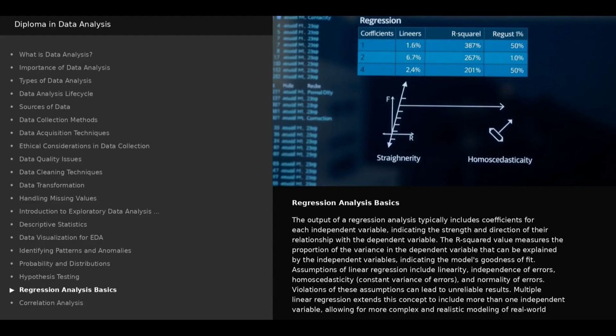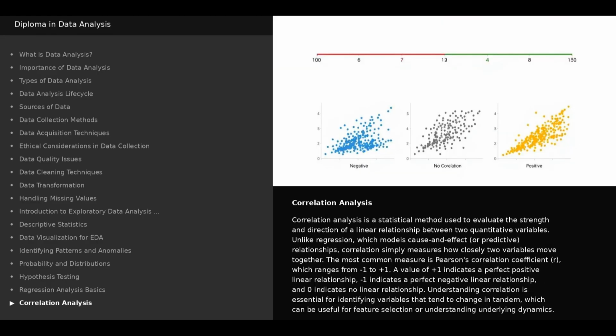Correlation analysis. Correlation analysis is a statistical method used to evaluate the strength and direction of a linear relationship between two quantitative variables. Unlike regression, which models cause and effect or predictive relationships, correlation simply measures how closely two variables move together. The most common measure is Pearson's correlation coefficient, R, which ranges from -1 to +1.